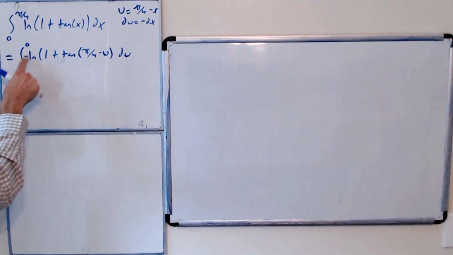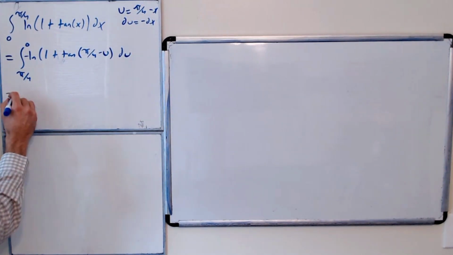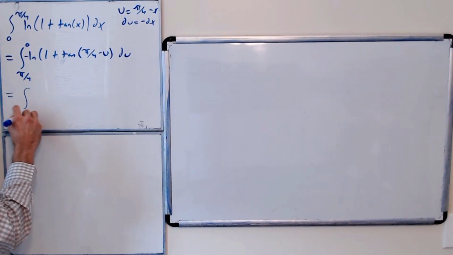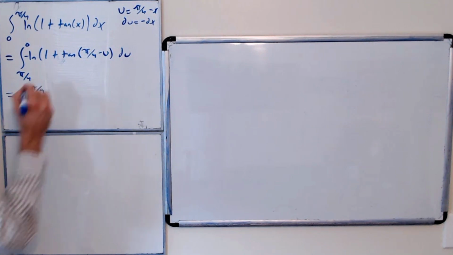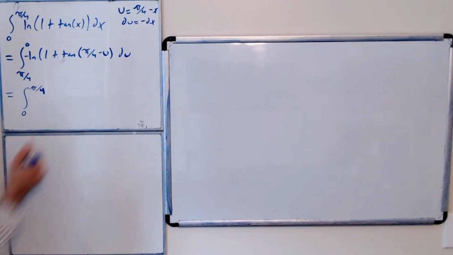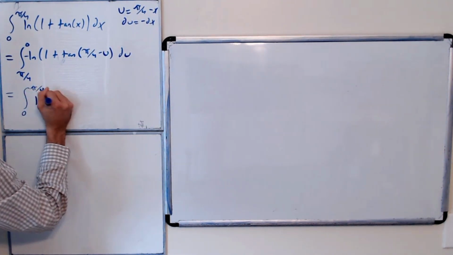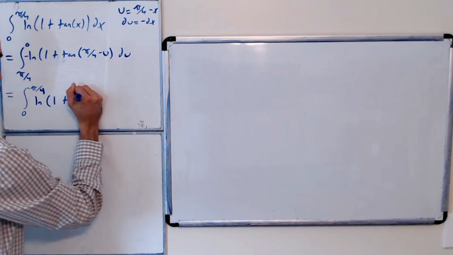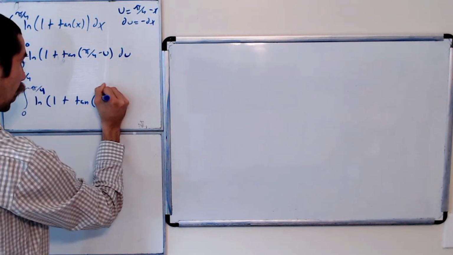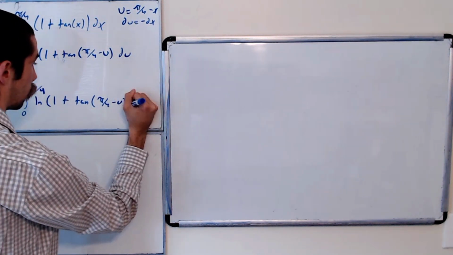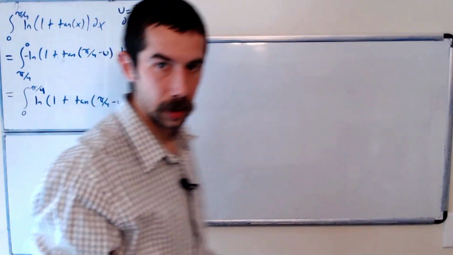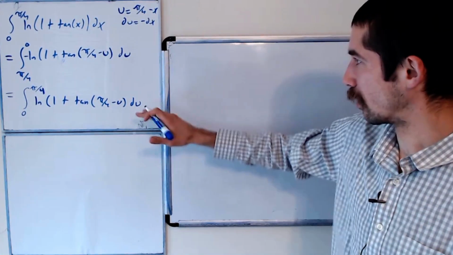Okay, and so we have a negative, which means we could switch the order of the bounds, so 0 to pi over 4 of natural log of 1 plus tan of pi over 4 minus u du. Okay, and believe it or not, this is a little simpler than what we started with.